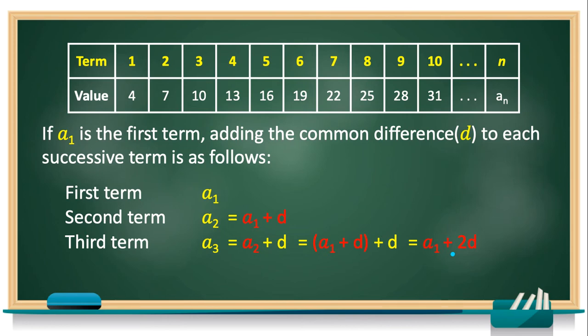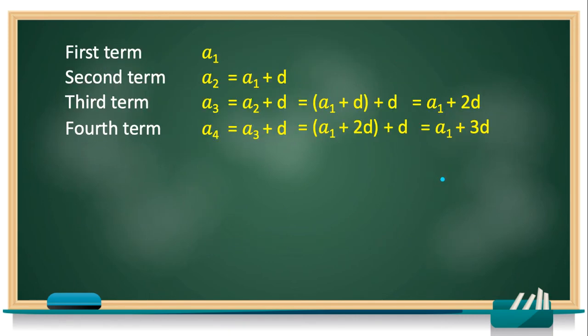When we move to the next term, the variable d also increases. So the fourth term will be a sub 1 plus 3d. So to identify the general rule of the nth term, it will be a sub 1 plus n minus 1 times d.